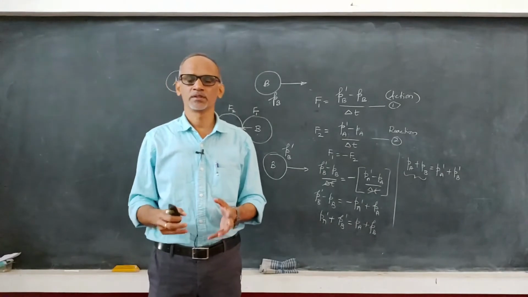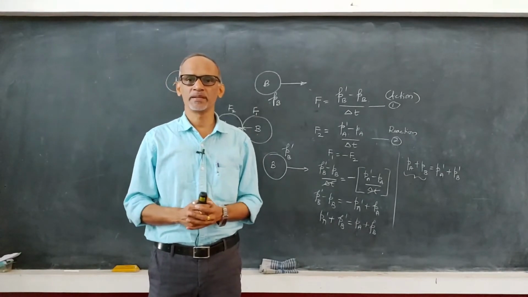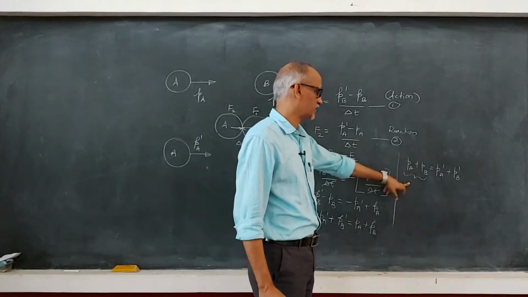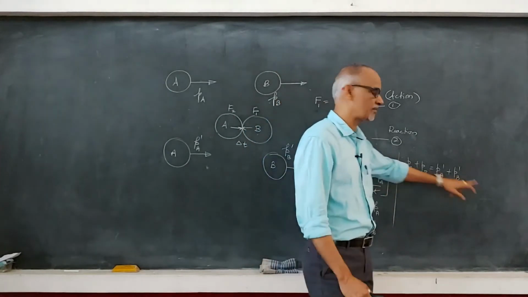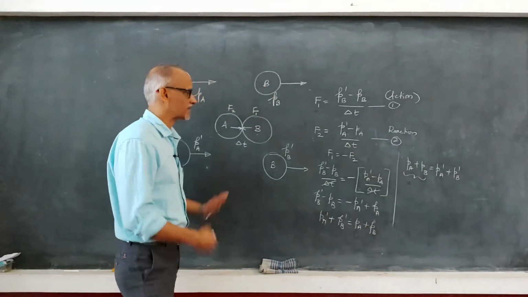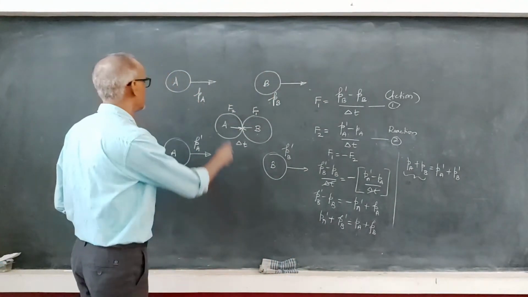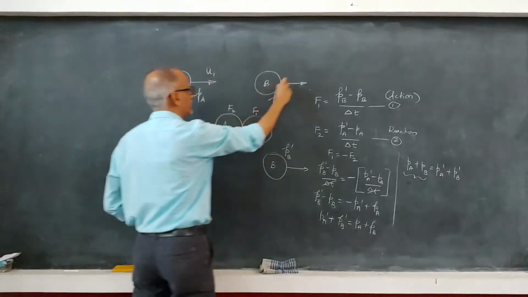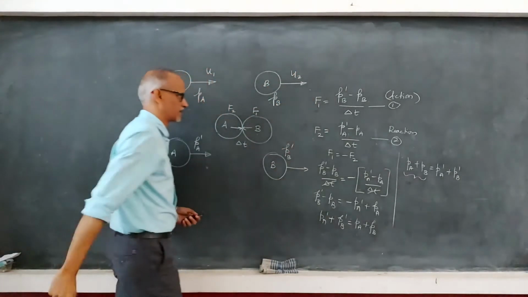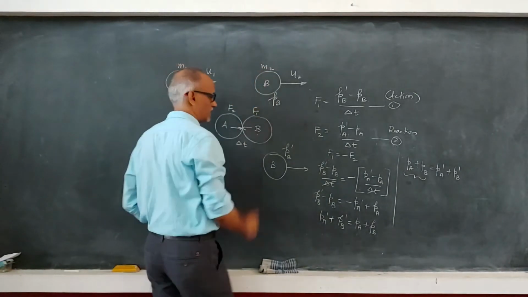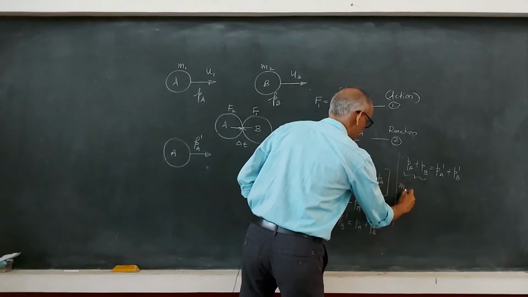What is the law of conservation? The total momentum of the system remains constant. Therefore, we have proved that the total linear momentum before the collision is equal to the total linear momentum after the collision. The same thing we can even write in this format. If u1 is the initial velocity of the first, and if u2 is the initial velocity of the second, having masses m1 and m2, then this is m1 u1.